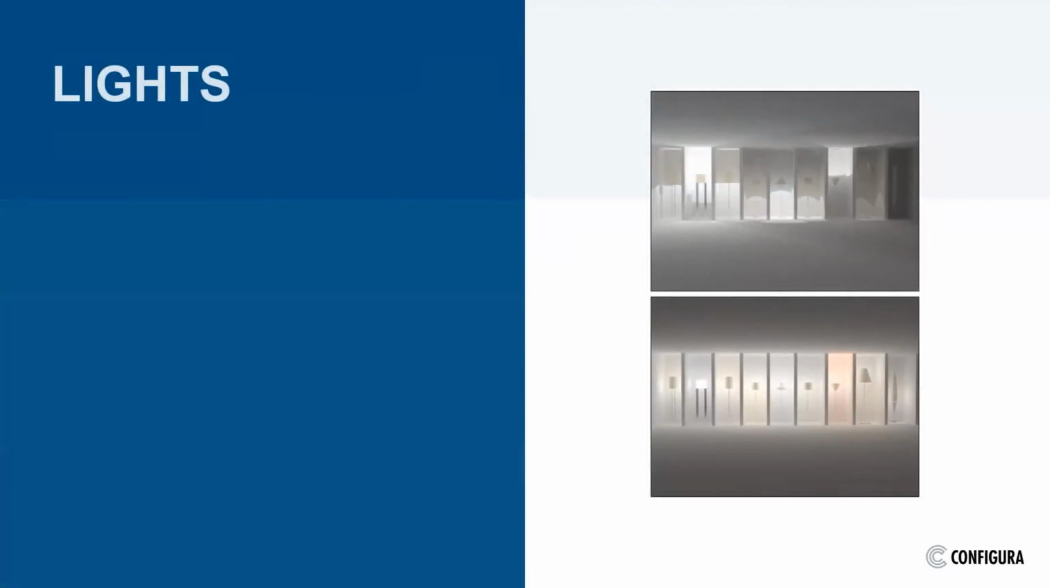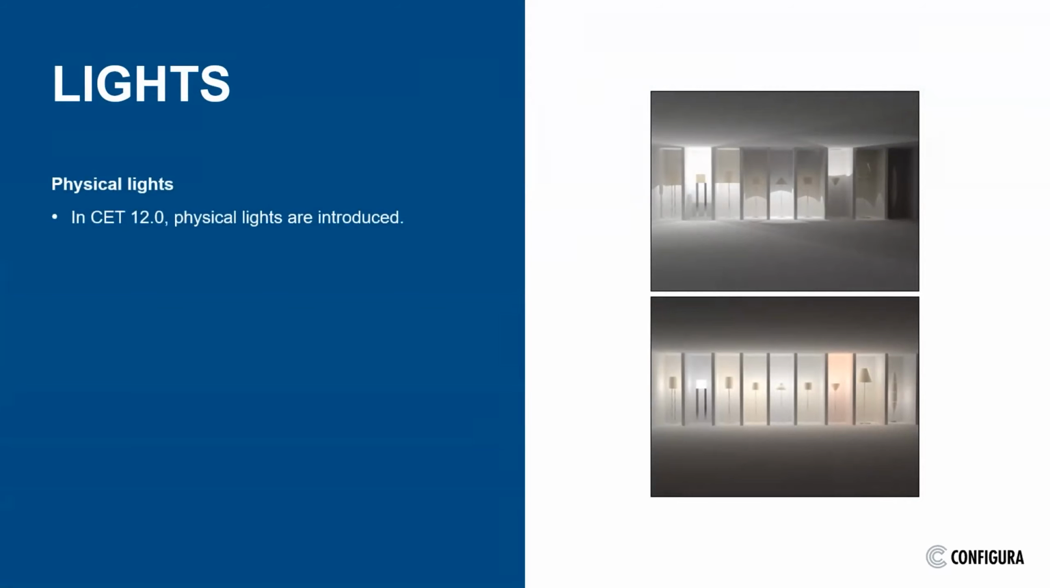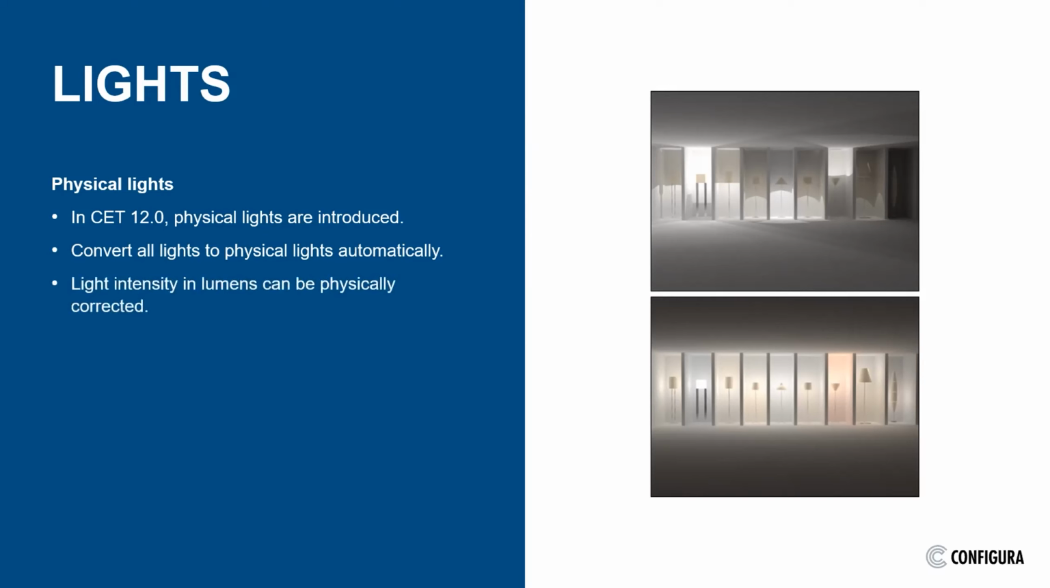Next new feature in CET 12.0 is physical lights. In CET 12.0, CET will convert all lights to physical lights automatically, including lights owned by partners. This automatic conversion will work most of the time, but sometimes manual conversion is needed if the lights look odd. Using this, light intensity in lumens can be physically corrected. And with using physical light in CET, this is one step closer to performing photorealistic rendering.